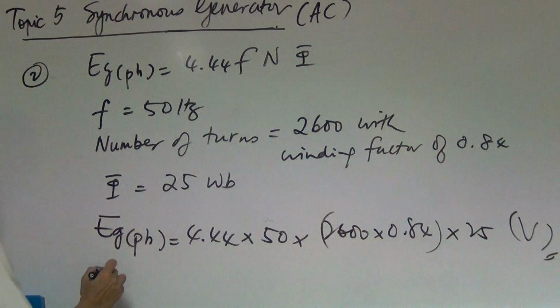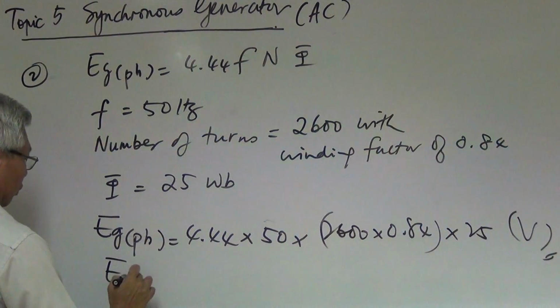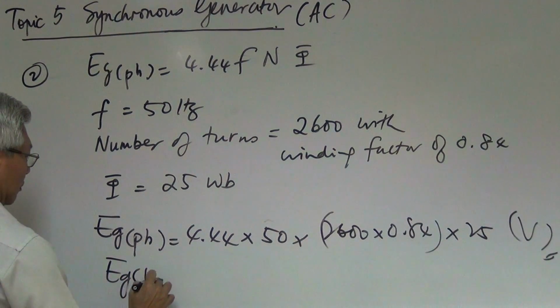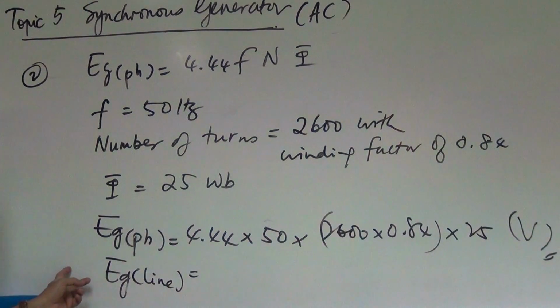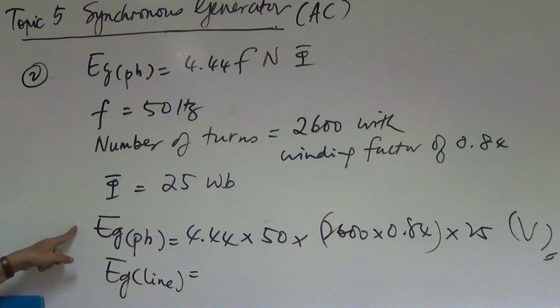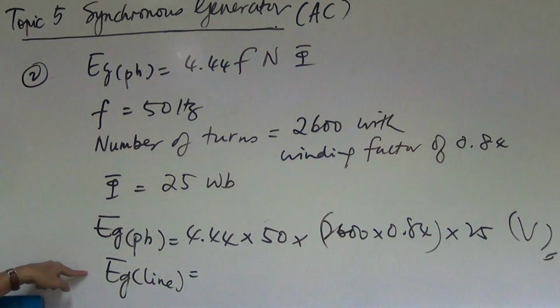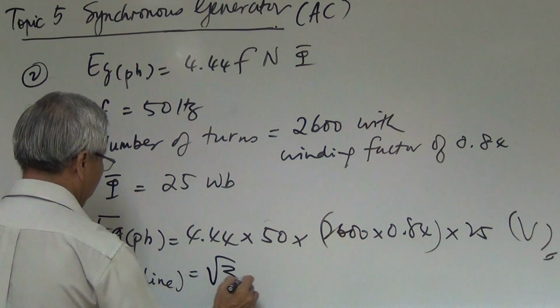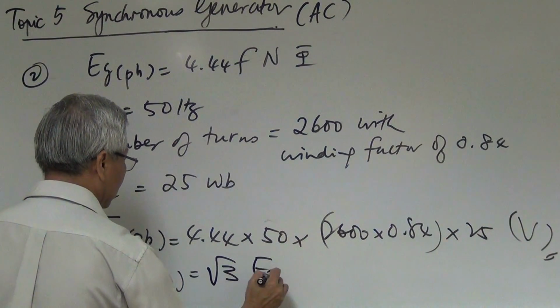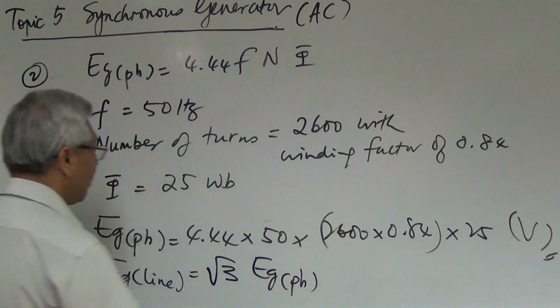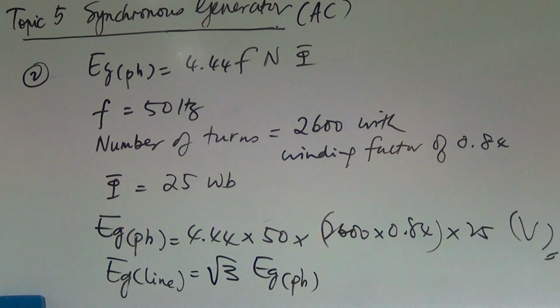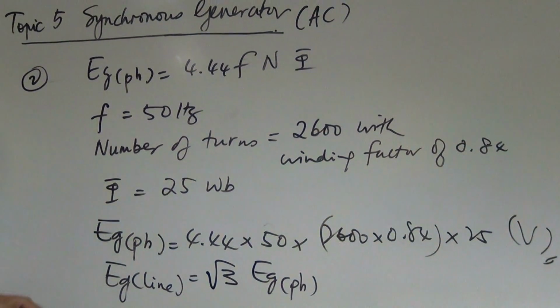Now what if I ask you for the generator line voltage? If it is a star-connected circuit, how do we convert phase voltage to line voltage? You have to multiply by square root 3. So that is how we use the second formula.